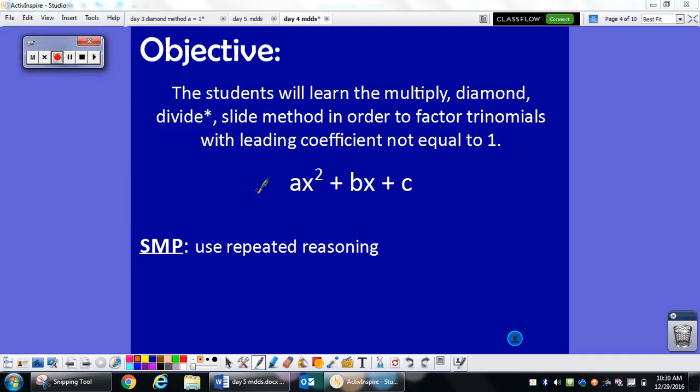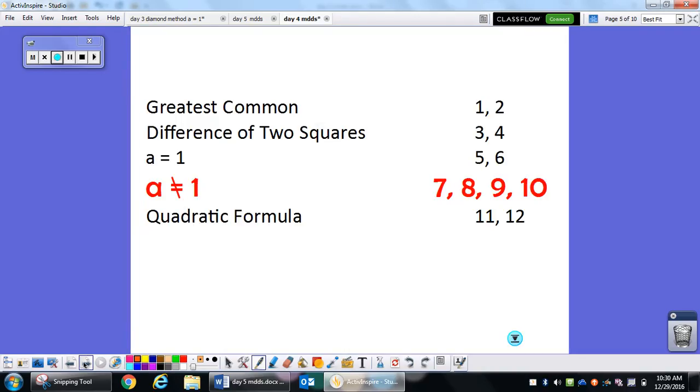Today your objective is that students will learn the multiply, diamond, divide, slide method in order to factor trinomials with leading coefficients not equal to 1. So the trinomials that we've been working with happen to be quadratics, and in our case today the a is not going to be equal to 1, so we can't use the diamond method.